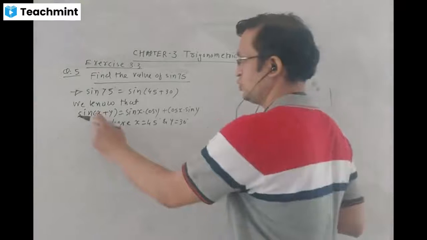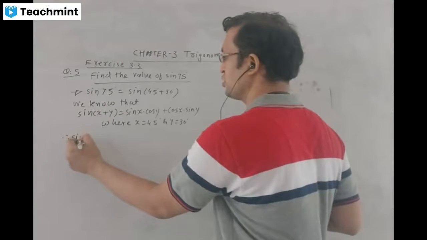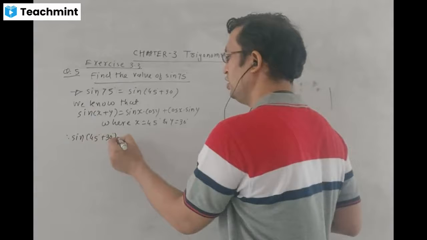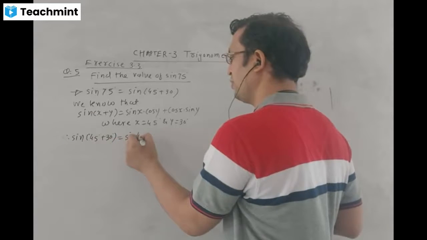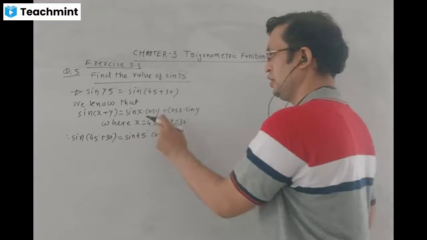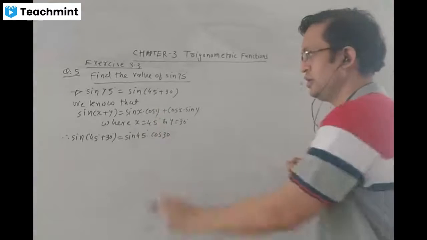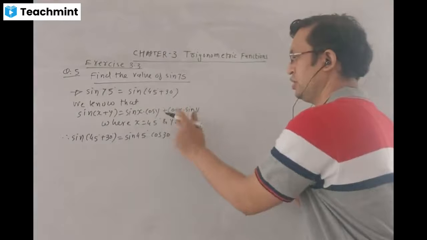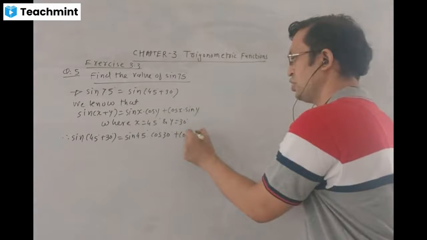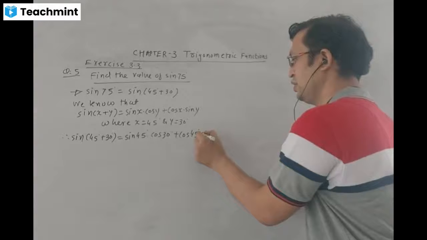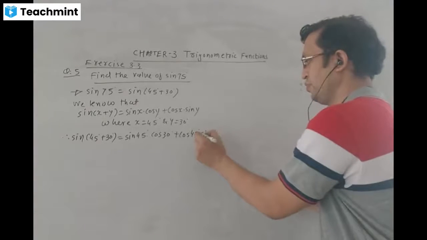Substitute the values in this formula. Therefore sin(45 plus 30) is the same as sin 45 cos 30 plus cos 45 sin 30, where x is 45 and y is 30. That is in multiplication form.